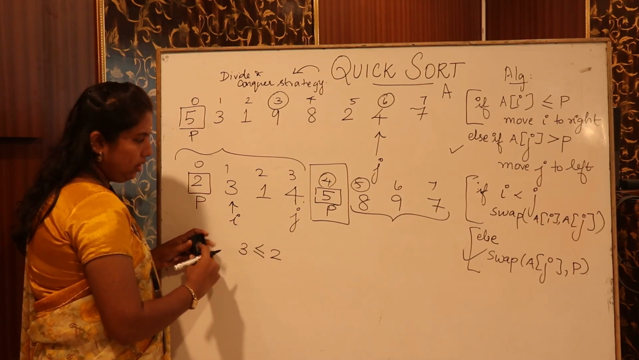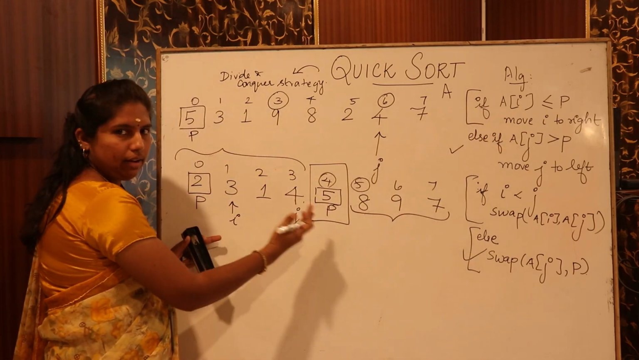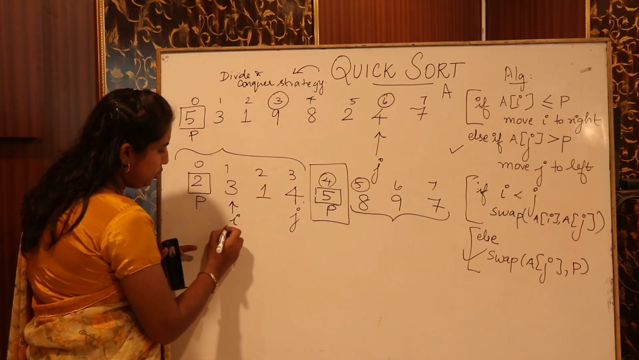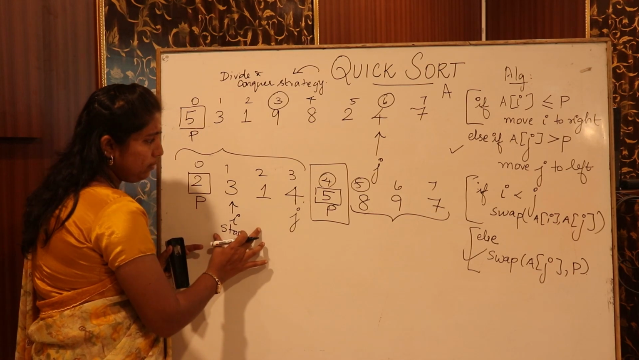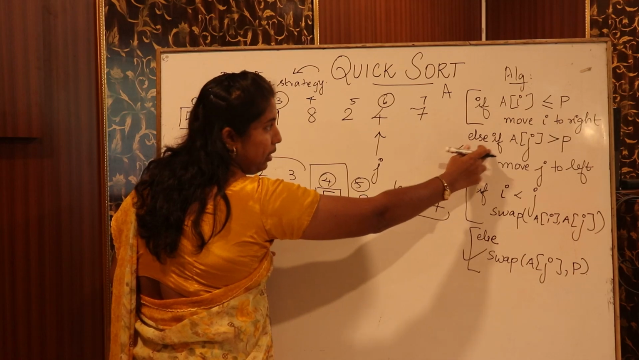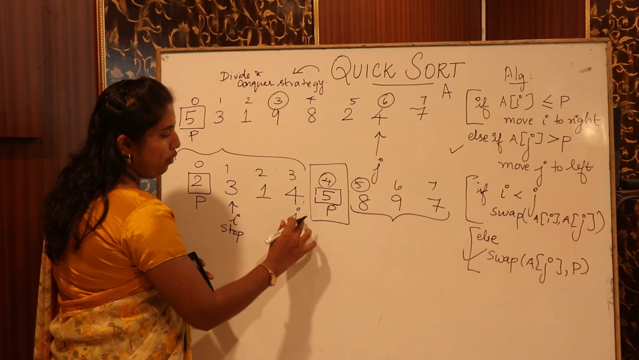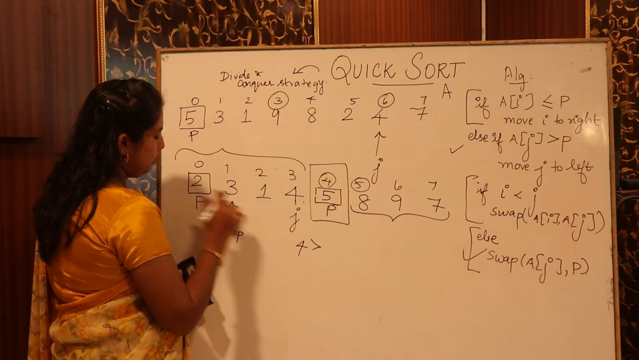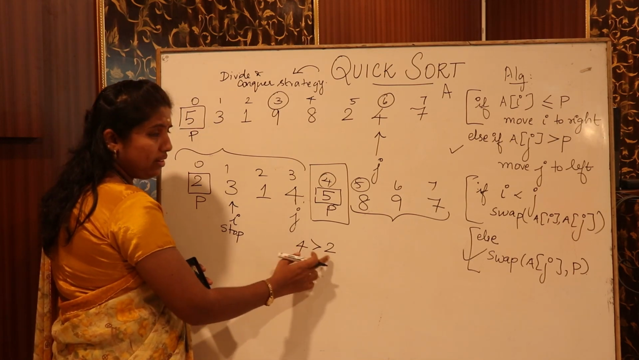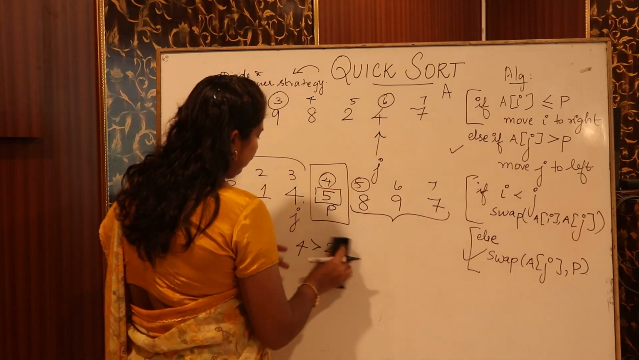2 is not greater than 3. So we will be stopping over here. We will not be moving the I to the right. We will stop it over here. So if the condition becomes false, we have to stop at that position. So I will write stop here. Again, if my condition becomes false, then I will move on to the else if part. If A of j, what is my A of j here? 4. 4 is greater than the pivot. My pivot element is 2. So I will be checking whether it is correct or not. 4 is greater than 2. It is correct. If it is correct, I will be moving this j to the left.